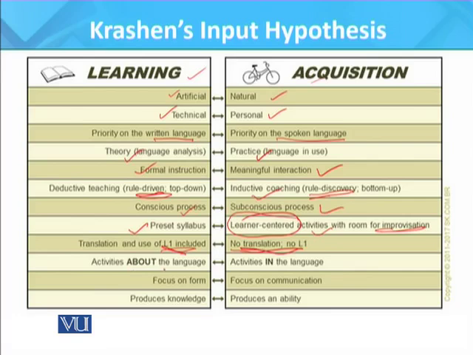Activities over here are about the language, and here you have activities in the language, because the emphasis over here is on language in use. In learning, we see focus on form. The grammatical rules and the grammatical structures are emphasized, and over here it is communication that is of importance. It produces the knowledge and the ability to communicate in a particular situation.